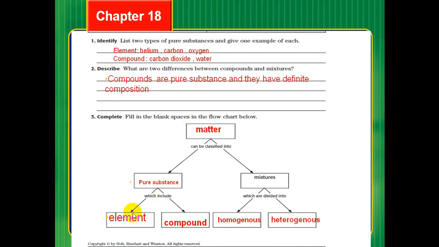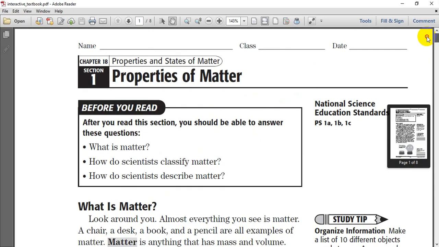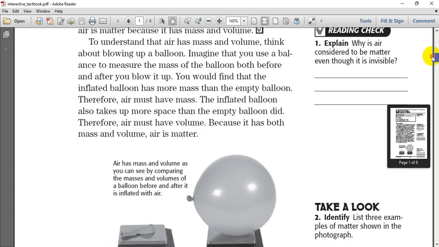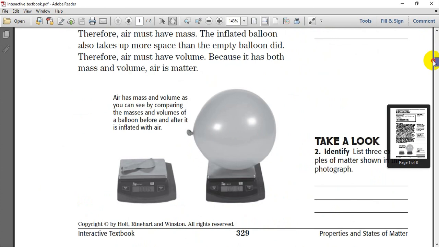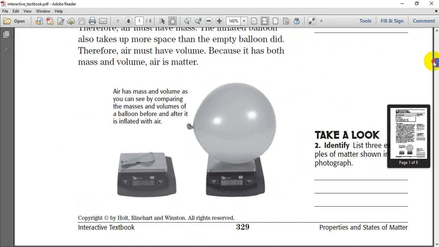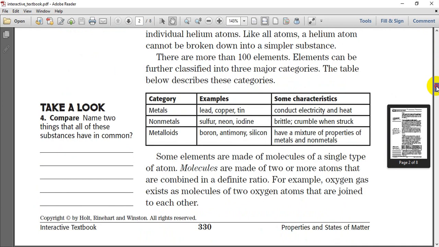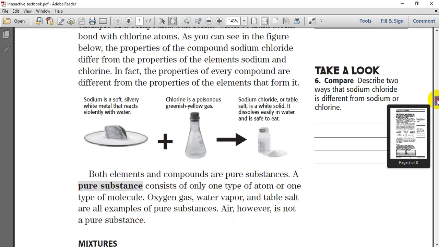This was everything for today. I want you to solve the questions in the book, chapter 18, section 1, properties of matter. You will solve them on your own. You will find it on page 329. Try to solve the questions on the side of the book and highlight the main important points.